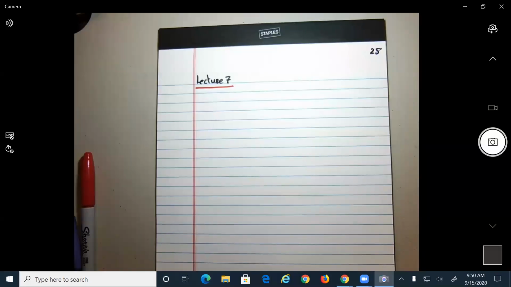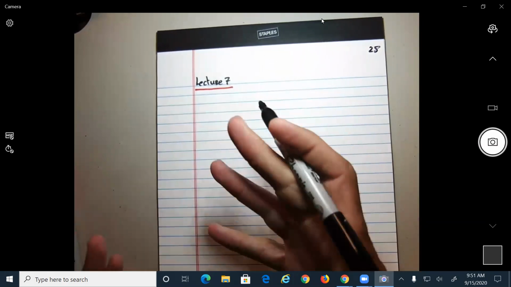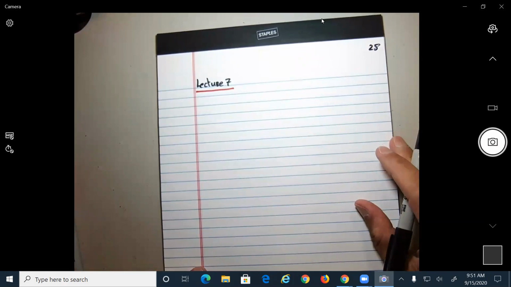All right, so today we're just going to do practice problems. Before we do the problems, let me give a quick summary of the type of equations we might be using to solve the problems.